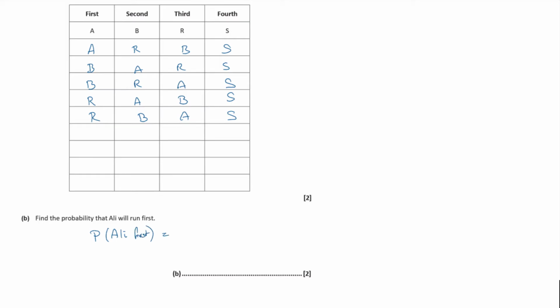Part B says find the probability that Ali will run first. Well, probability of Ali first. Now, any probability is successful outcomes over total outcomes. That's the formula. So in this case, how many successful outcomes are there? How many outcomes are there with A first? Well, it's those 2, isn't it? There are 2 outcomes where A comes in first.